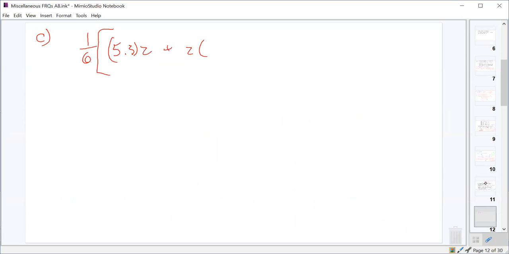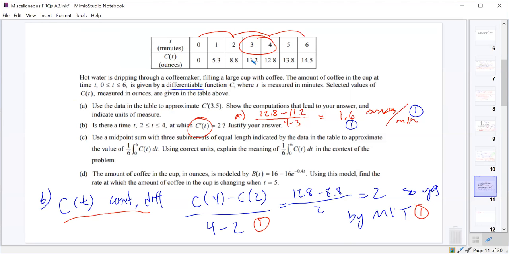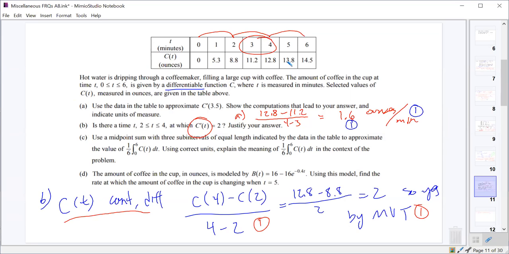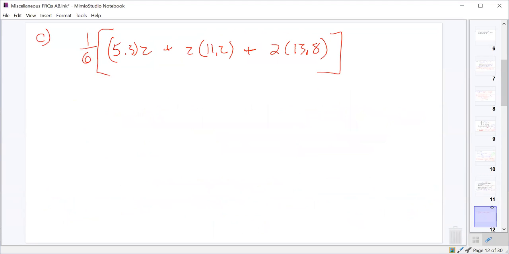Plus 2 times 11.2, plus 2 times 13.8, for the value at 5. And then we're dividing it all by 6. Let's do some arithmetic here. What does that all come out to be? 30.3, a third of 30.3, so it should be 10.1. And this is 10.1 ounces.